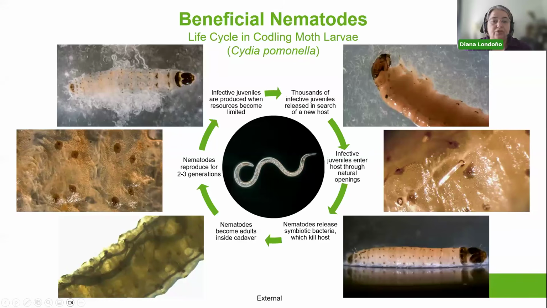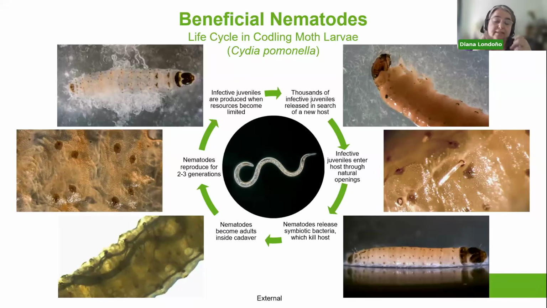Here, I want to show you the life cycle of the nematodes in the codling moth larvae. These nematodes are very efficacious against these larvae, as I told you. You can see here when they find the insect, they can enter by any hole in the insect. Here is a picture of a nematode entering through the spiracle. After that, you can see that the nematode enters and starts releasing the bacteria. This is also the mode of action of the nematode.